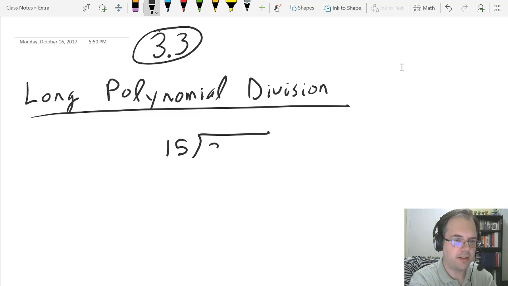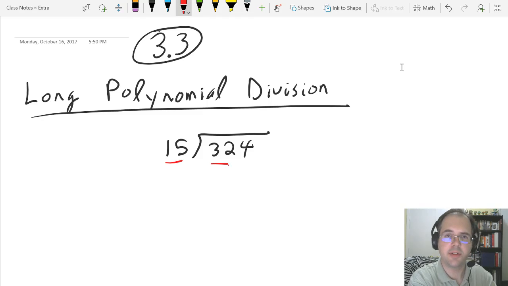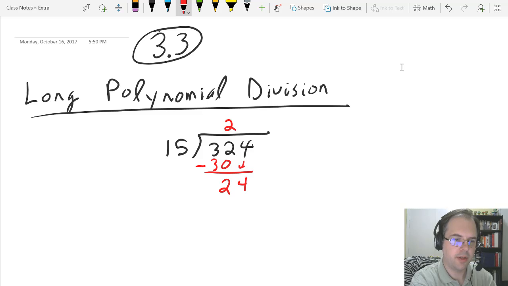Say 15 divided into 324. So how do we do this division? Well, we look at 15. How many times does it go into 32? It'll go in there 2 times. 2 times 15 is 30. And then at this step we do subtraction, which leaves 2. Then we bring down the 4, and we start the process over again. How many times does 15 go into 24? It goes in there 1 time, subtract, and you have 9 left over.